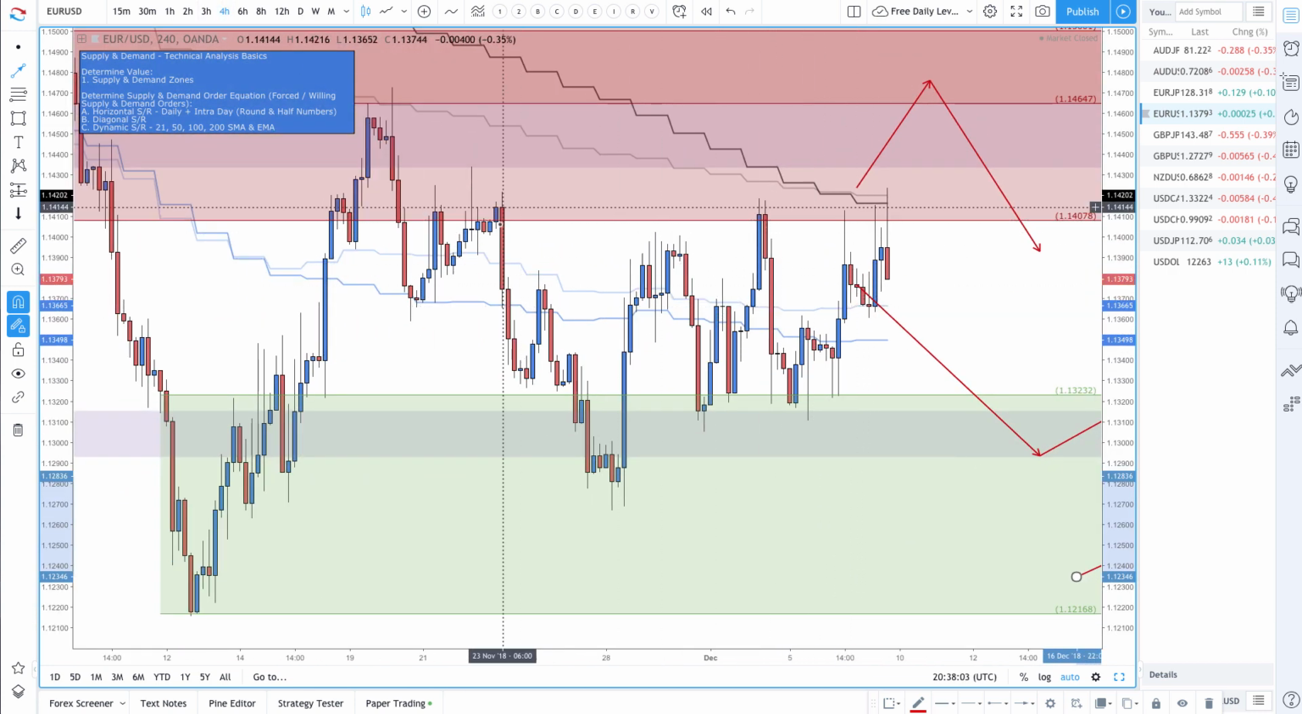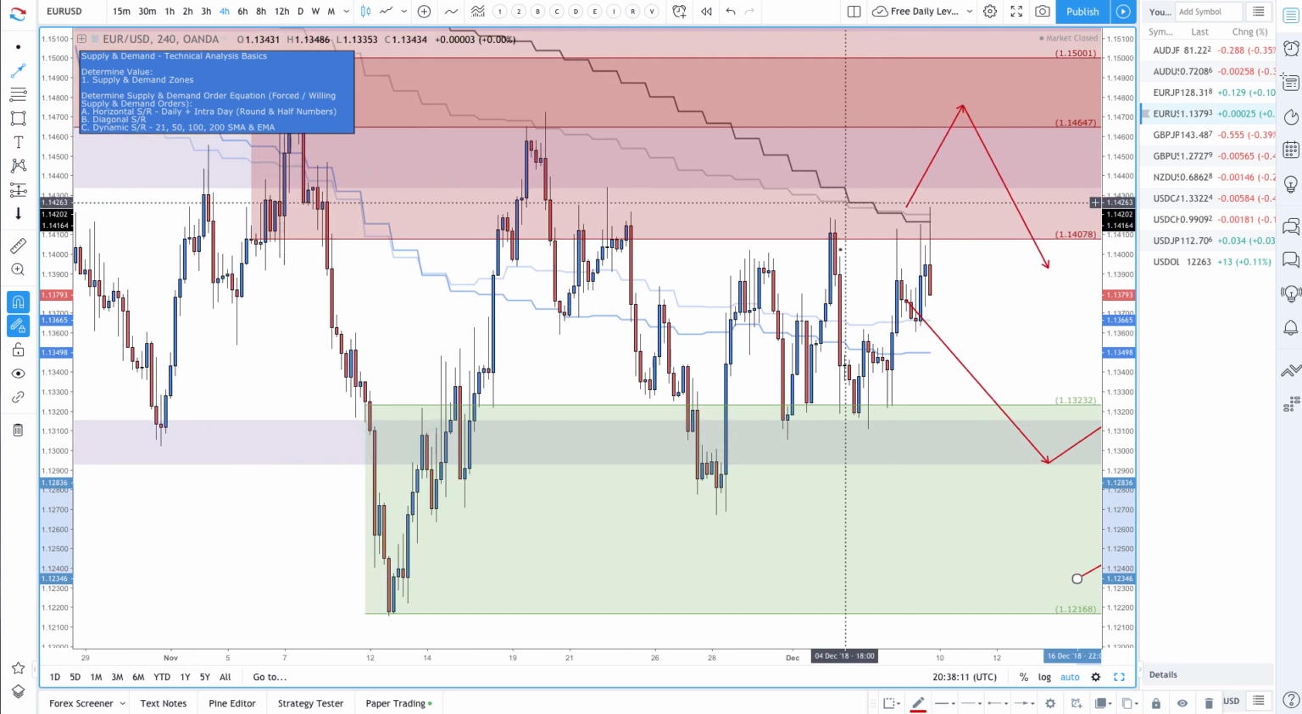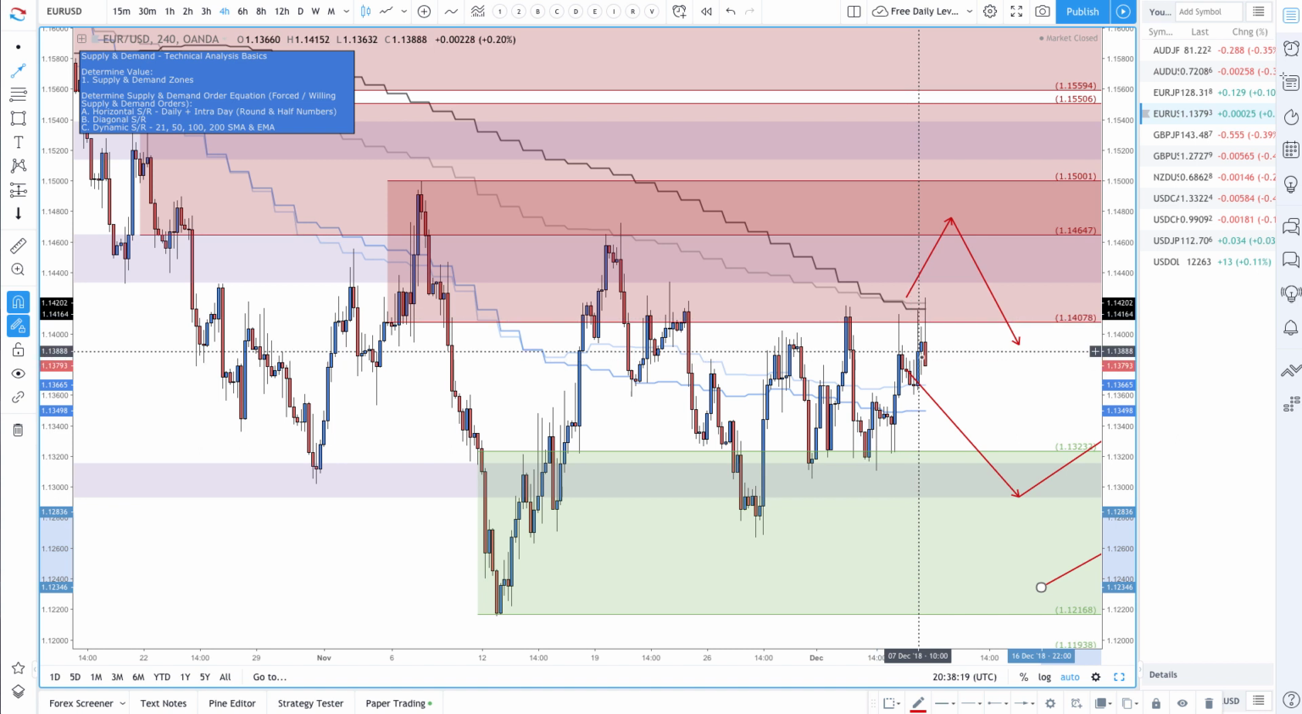the only problem is that we've touched it a few times. So if you are going to get short on this, probably reduce your size. If this was a fresher area of supply, then I'd probably be more interested in adding into this trade. But seeing as you've touched it a few times, I'm not looking to add in really to this trade here. But if you do want to get short right now, definitely be my guest, as the dollar should strengthen, right?